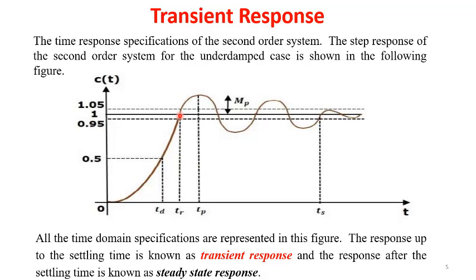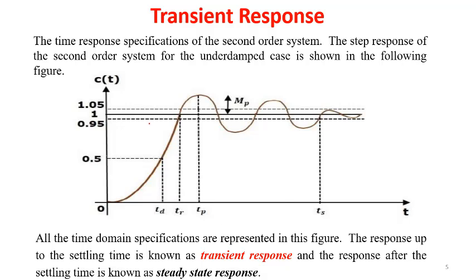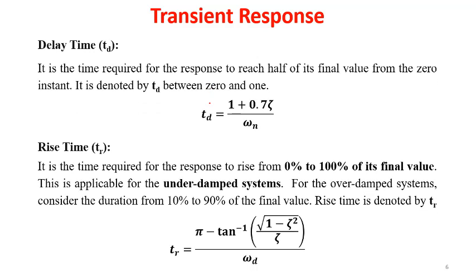from this particular part to here, whatever height you get, the difference, we call it the maximum peak output or peak overshoot.